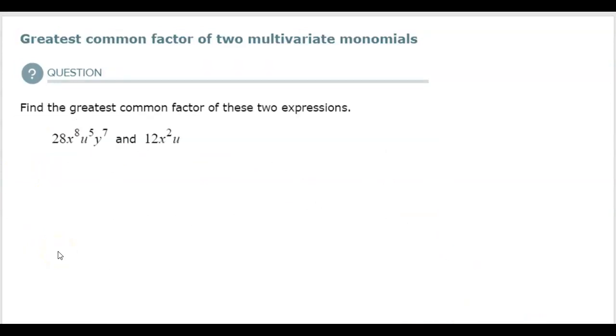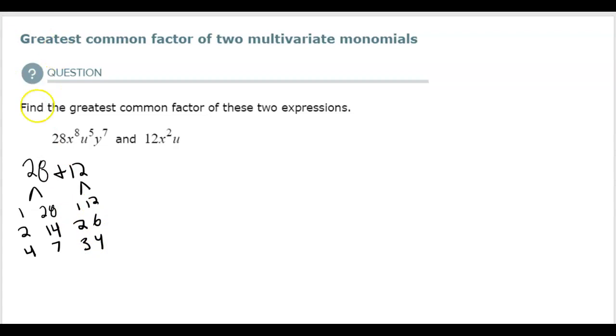So this one's getting a little bit more work because there's more factors. So let's just do the 28 and 12. 2 and 14, 4 and 7, so we'd have a 4.